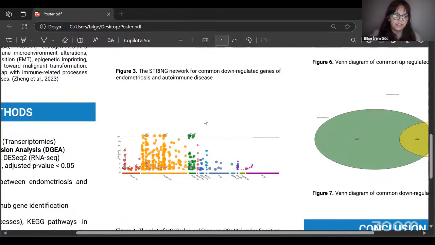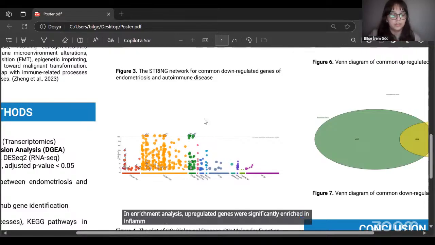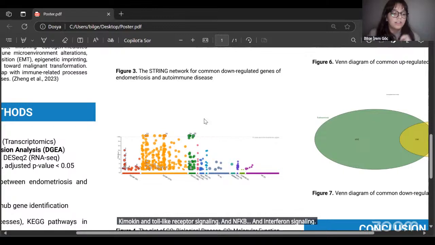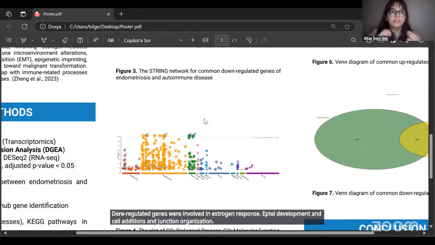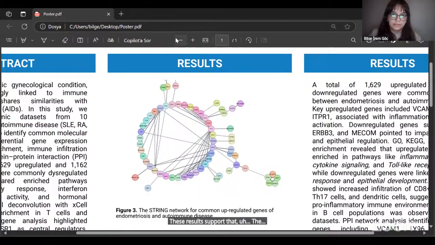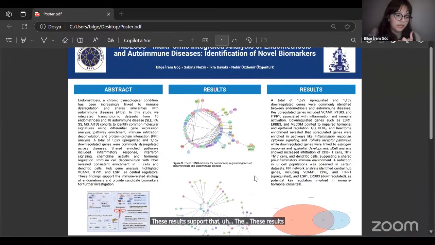In enrichment analysis, upregulated genes were significantly enriched in inflammatory response, chemokine, and toll-like receptor signaling, and NF-kB and interferon signaling. Downregulated genes were involved in estrogen response, epithelial development, and cell adhesion and junction organization. These results support a dual dysregulation of both immune and hormonal pathways.